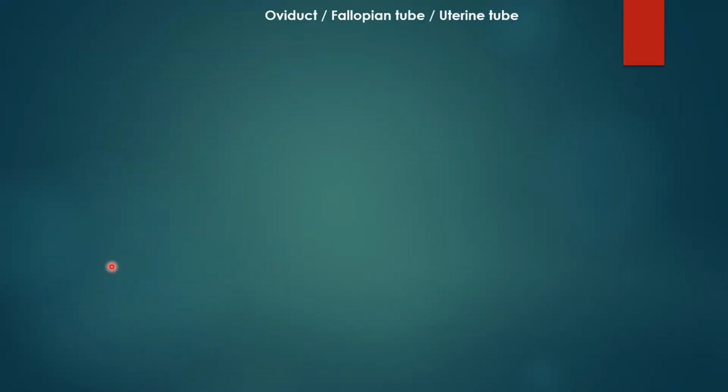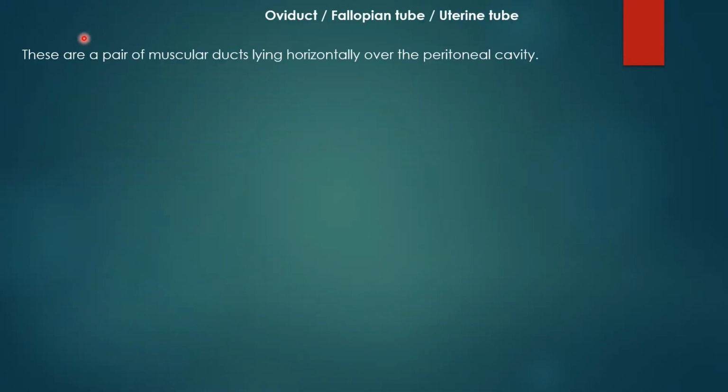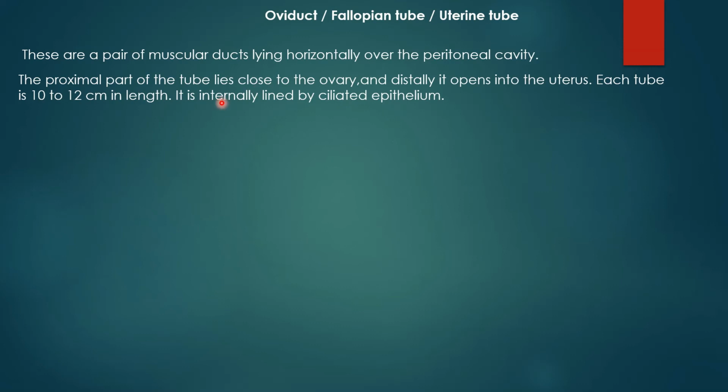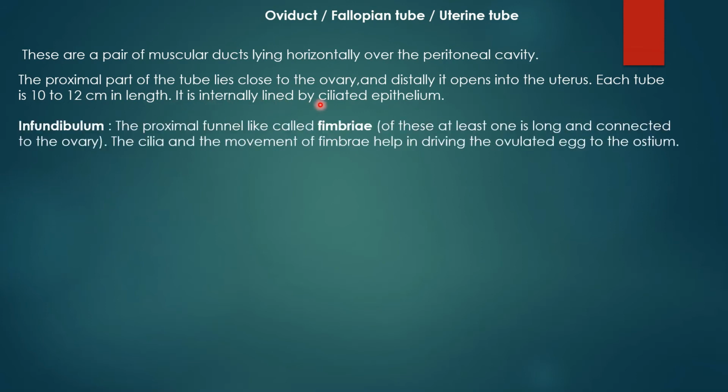Oviduct, fallopian tube or uterine tube. These are a pair of muscular ducts lying horizontally over the peritoneal cavity. The proximal part, proximal means the initial part of the tube, lies close to the ovary and distally it opens into the uterus. Distally means end part. Each tube is 10 to 12 cm in length and it is lined by ciliated epithelium.